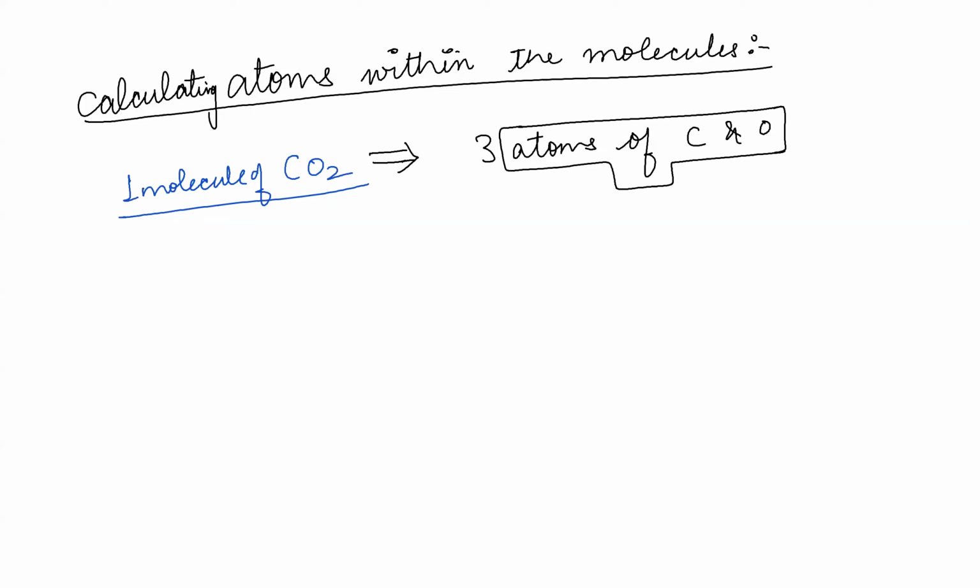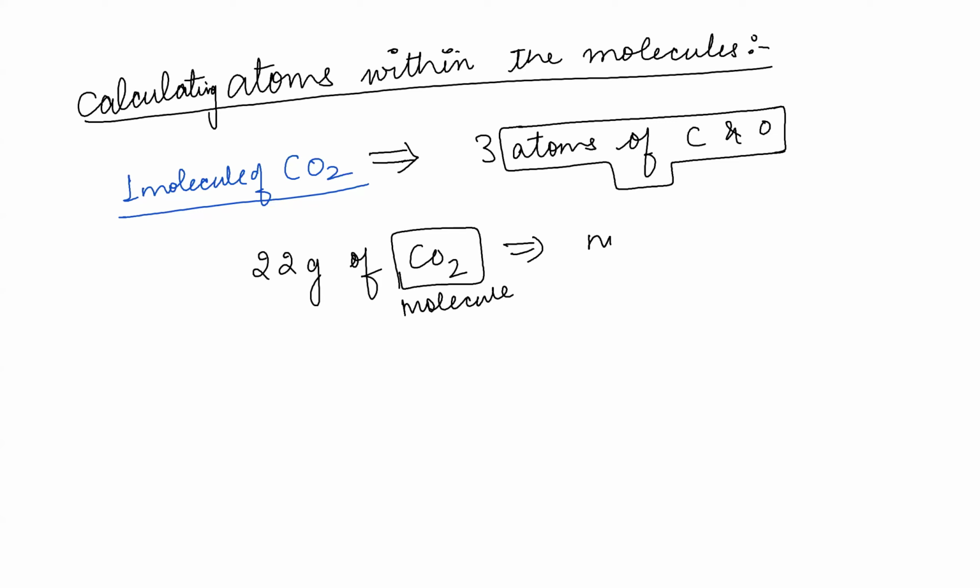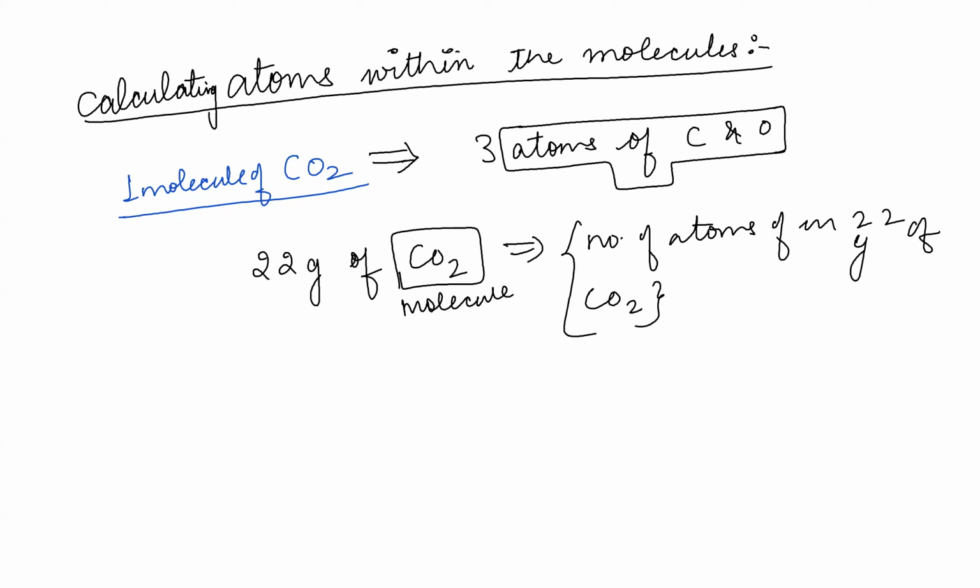Now, what does that mean? That means if I give you 22 grams of CO2, I'm giving you the mass of the molecule. You understand this is a molecule. But after giving the mass of the molecule, I am asking you the number of atoms. Now, how does it work? Number of atoms in 22 grams of CO2. So when I'm trying to do that, what will you say?